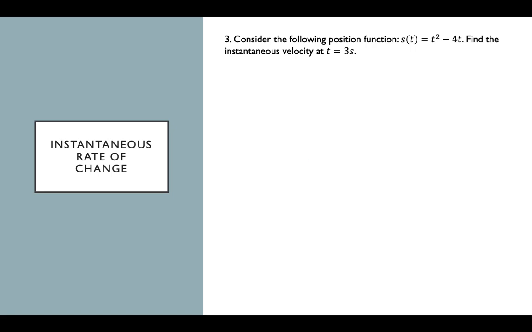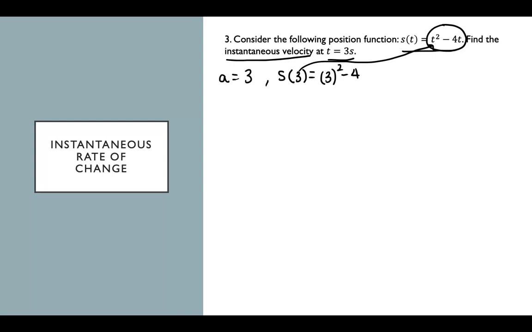Consider the following position function, and they're saying find the instantaneous velocity at t equals 3 seconds. As always, for instantaneous, let's figure out what a is. A is 3. So that means I need my output when it's 3 seconds. I'm going to plug in 3 into my given function, which is t squared minus 4t. So 3 squared minus 4 times 3. You simplify that and you will get negative 3.